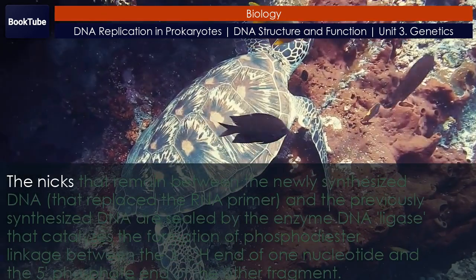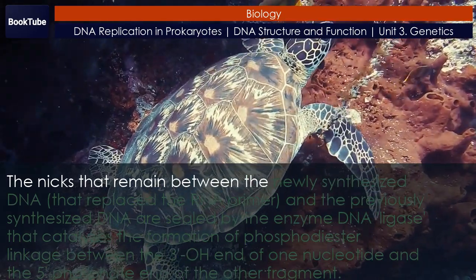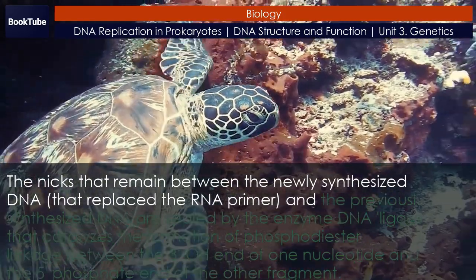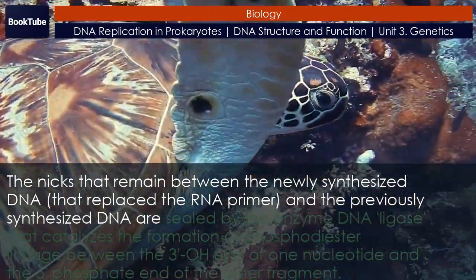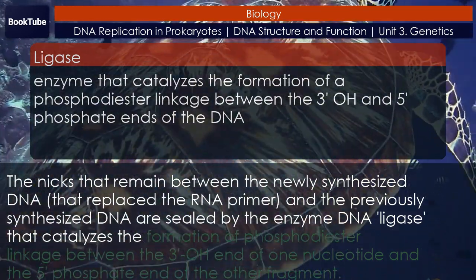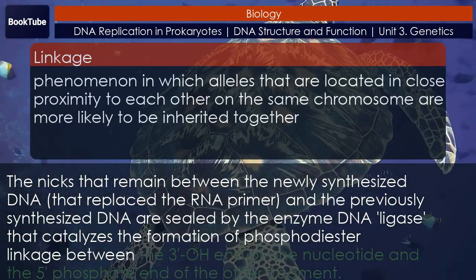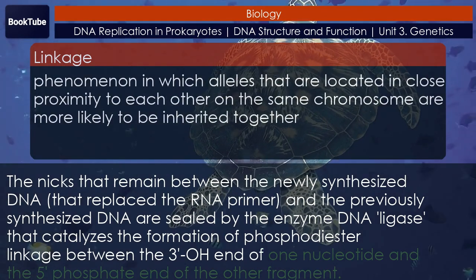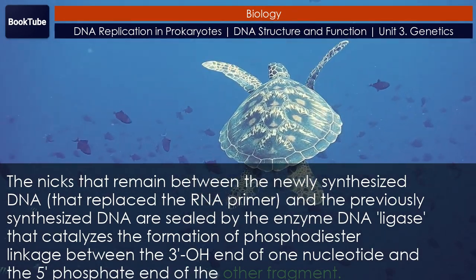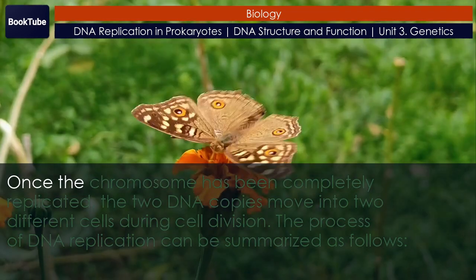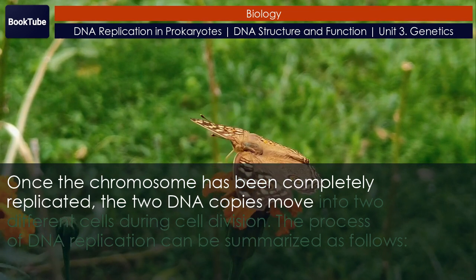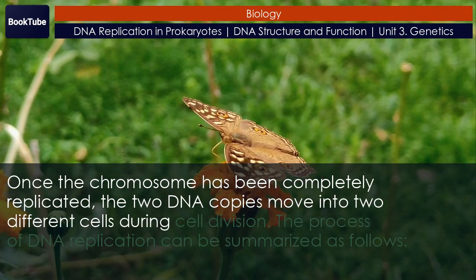The nicks that remain between the newly synthesized DNA that replaced the RNA primer and the previously synthesized DNA are sealed by the enzyme DNA ligase that catalyzes the formation of phosphodiester linkage between the 3' end of one nucleotide and the 5' phosphate end of the other fragment. Once the chromosome has been completely replicated, the two DNA copies move into two different cells during cell division.